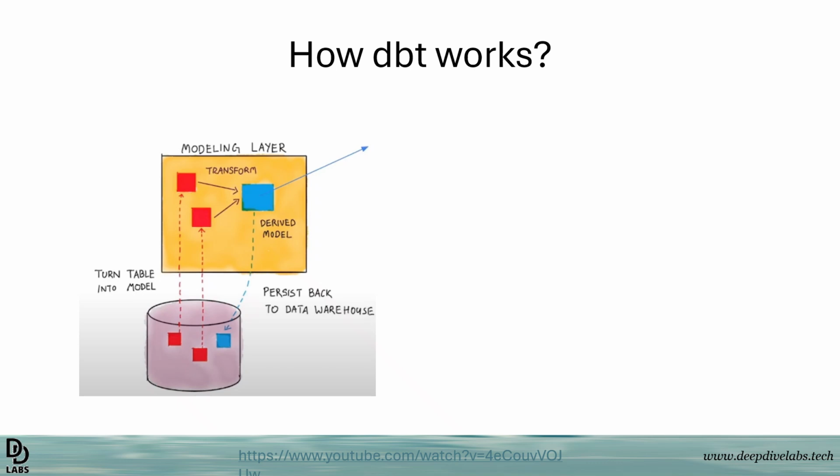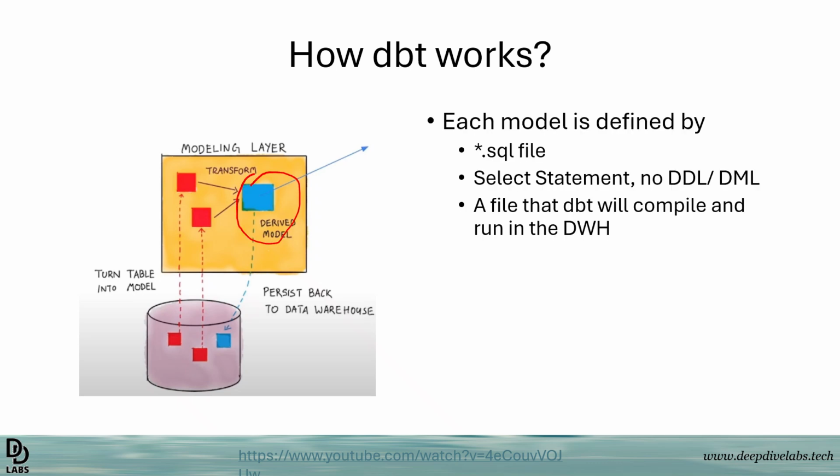So digging a little deeper into how DPT works, you have your data warehouse and you're creating this modeling layer, right? From which you get your raw data, which are essentially your red squares, and you have your derived model, your transformed data essentially. So each model is defined by a star.sql, where star is a name, .sql file. It has a select statement, so no create or update statements, right? Like your data definition language or data manipulation language.